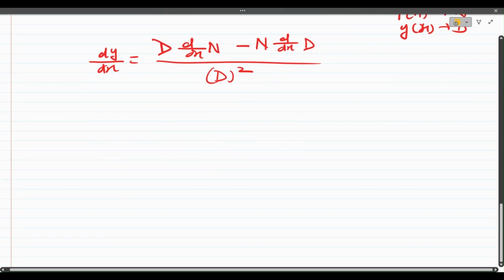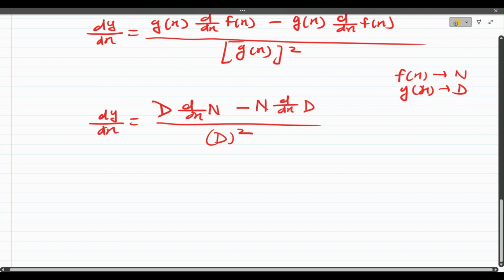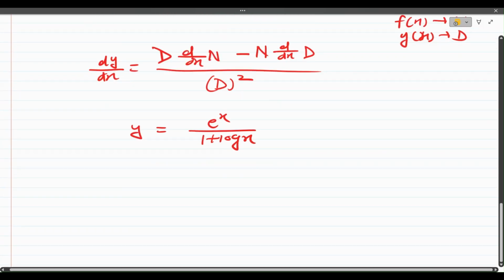To understand this rule, we can solve a problem. We have a question: e to the power of x over 1 plus log x. Let's apply the quotient rule here and see how we solve it. So that's dy over dx.